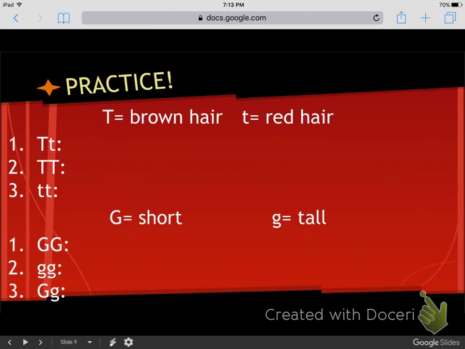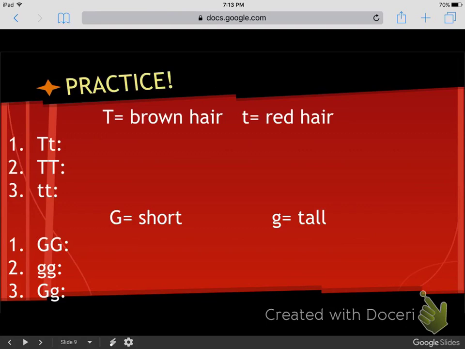So let's do a little bit of practice. I want you guys to look at the code that I'm giving you, and you tell me what trait the organism is getting. Knowing what you know about dominant traits always shining through if they're present, and a capital letter always representing dominant, you need to figure out, in the first 3 situations, if that organism is going to have brown hair or red hair. The bottom part has big G equals short, little g is tall, so figure out if the organism is going to be short or tall. Pause the video and do the practice, and then I'll give you the answers.